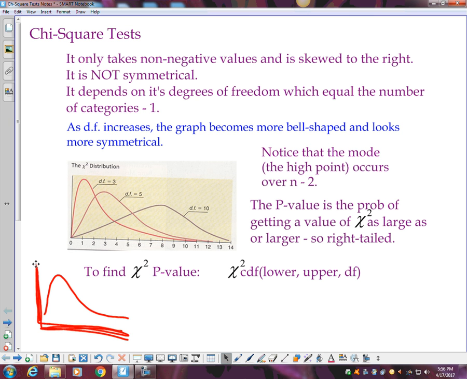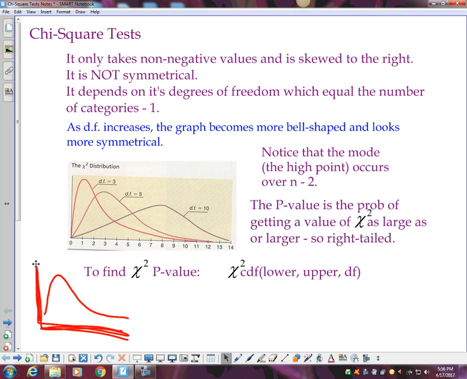A couple of things to point out: that the mode, which is the high point, occurs over n minus 2. So the number of categories minus 2. I think I put that fact on here because I saw it in a multiple choice question once. So just a nice little super detailed fun fact.